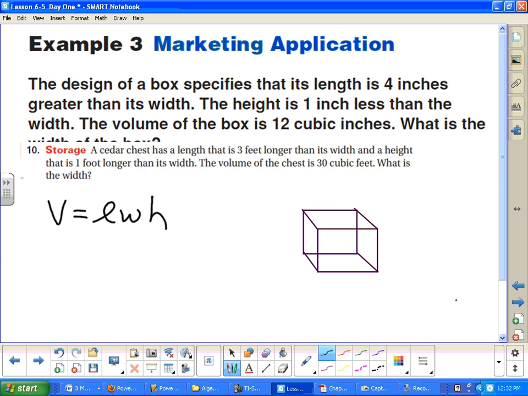Okay? And they give us some specifics. They tell us that the length is 3 feet longer than its width. So I can say that L is equal to W plus 3. And it says the height is 1 foot longer than the width. So H is W plus 1. So if we call this W, then this is W plus 3, and this is W plus 1.